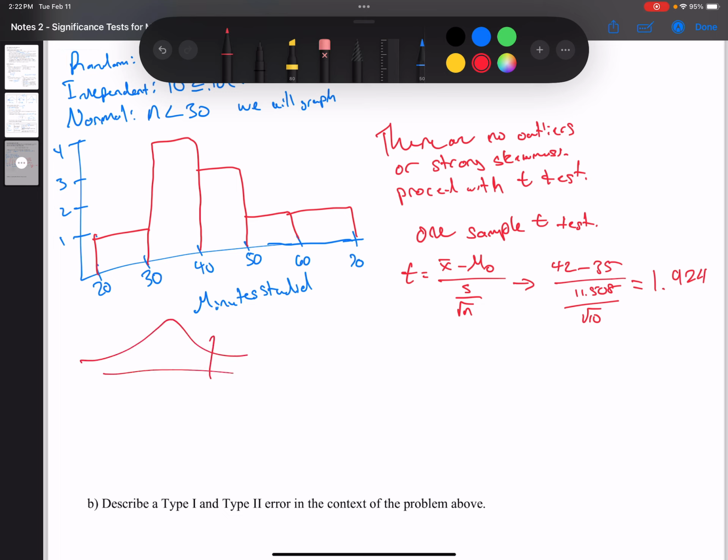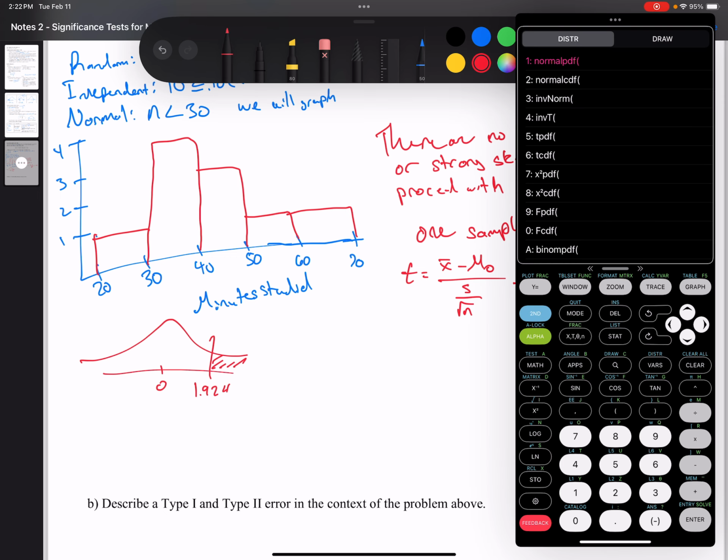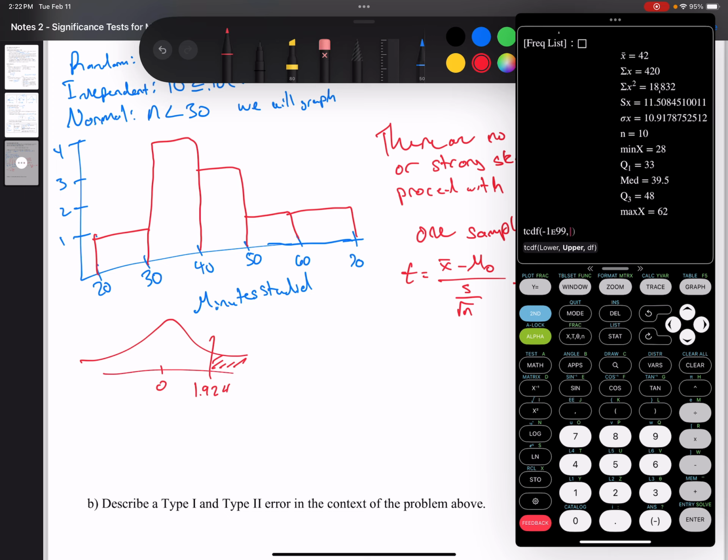Let's graph it out a little bit. So our t is over here at 1.924, zero is here, and we want everything over here, because we want to be greater than. This is where we're going to be careful. We've used normal CDF up to now, but since this is a t-test, we can no longer use the normal distribution. We're using a t-distribution, so we have to make sure in our calculator we go to t-CDF. We're not using PDF or normal anymore.